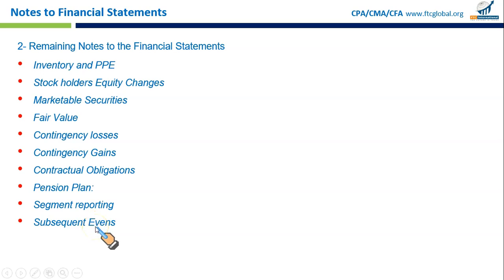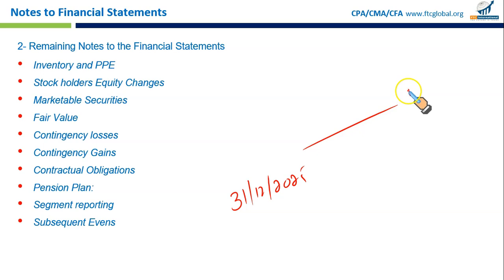Subsequent events, this is the topic we will be doing in the coming classes. This note covers significant events that happened after the reporting period. Maybe your financial statements are closed on 31st of December 2025. Something happened on, let's say, 15th of January 2026, 15 days after the close of the balance sheet. So, is it an adjusting event or not? This is the topic we will discuss in the next class.